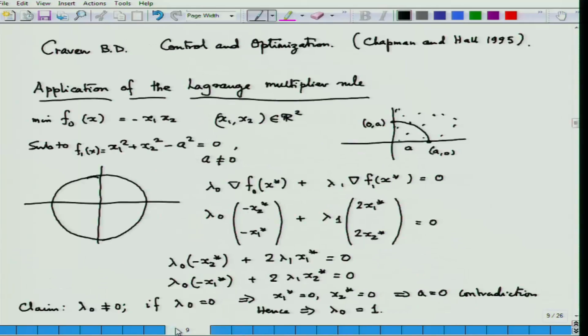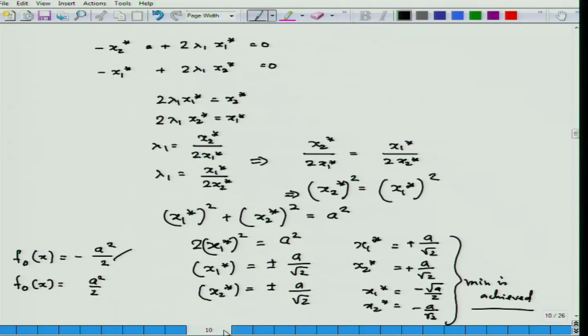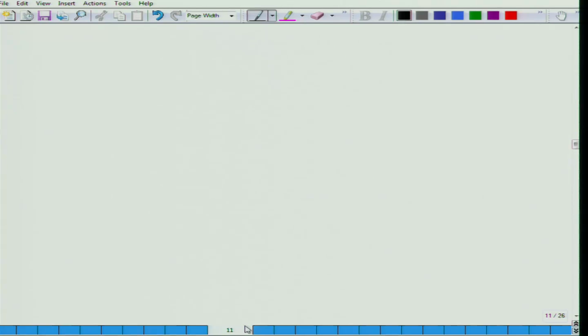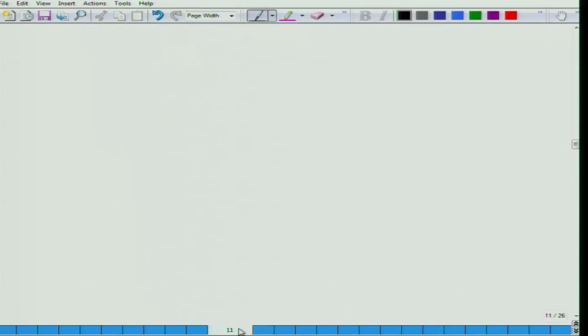Now, in the last class we had shown some example of the Lagrange multiplier rule, and you see that we have been able to prove that lambda naught is equal to 1. We would like to continue with the Lagrange multiplier rule, but I just want to recollect that the John multiplier rule for both equality and inequality constraints was first given by Mangasarian and Fromovitz.